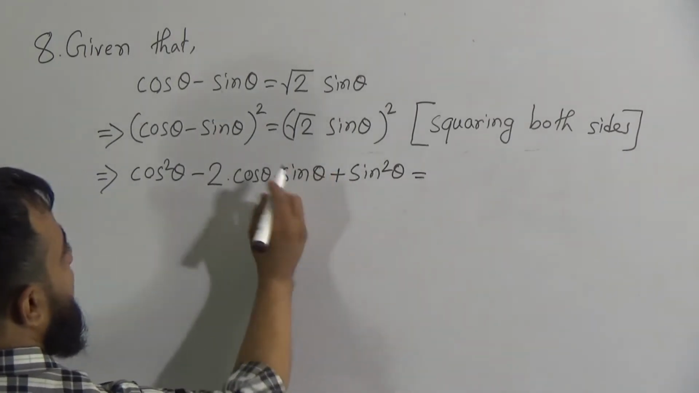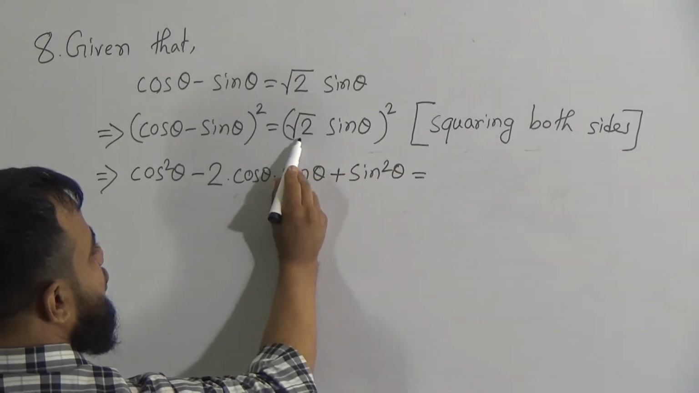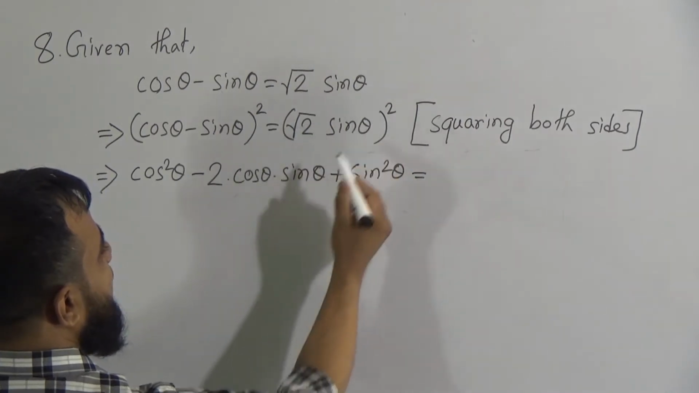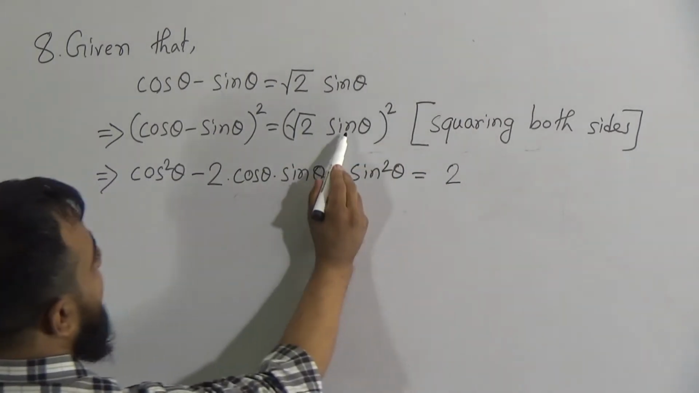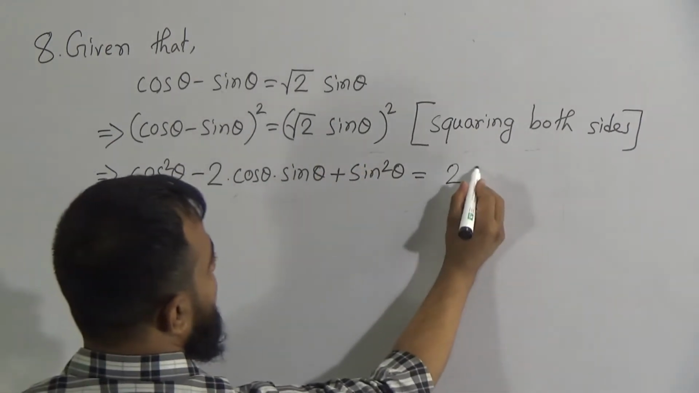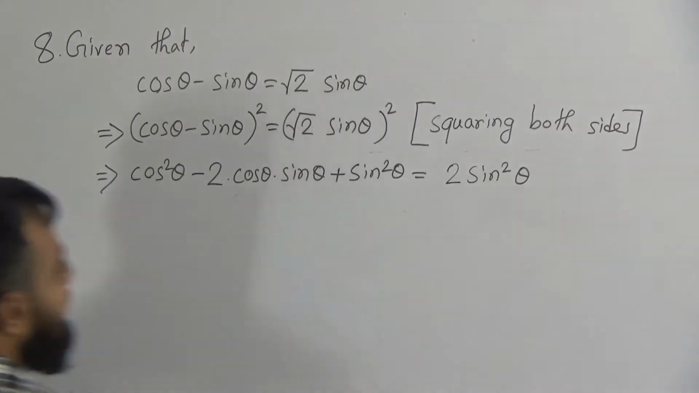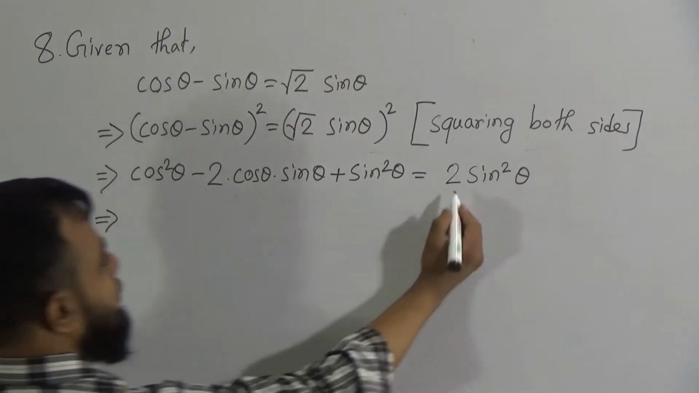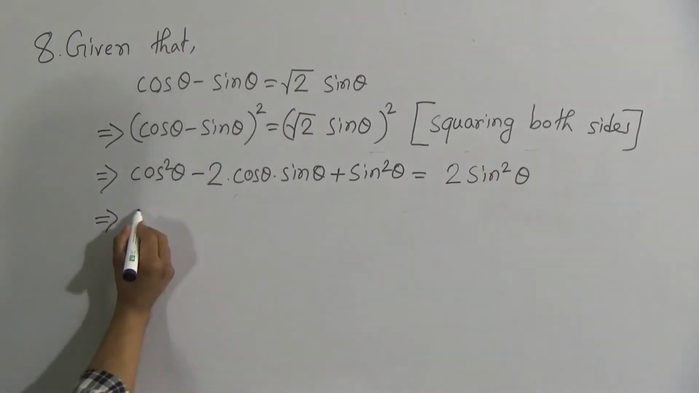On the right side we have square root of 2 sin theta whole square, that means the square root and the square will cancel, and 2 will remain here, so 2 sin square theta it will be. Sin theta has a square, so sin square theta. Now we can transfer this 2 sin square theta to the left side of this equation. So write it down.